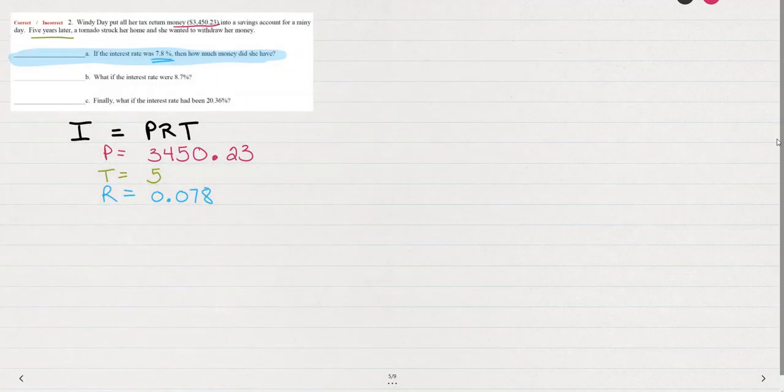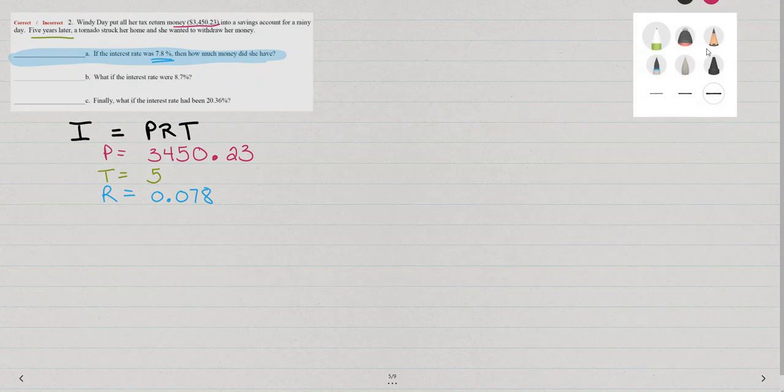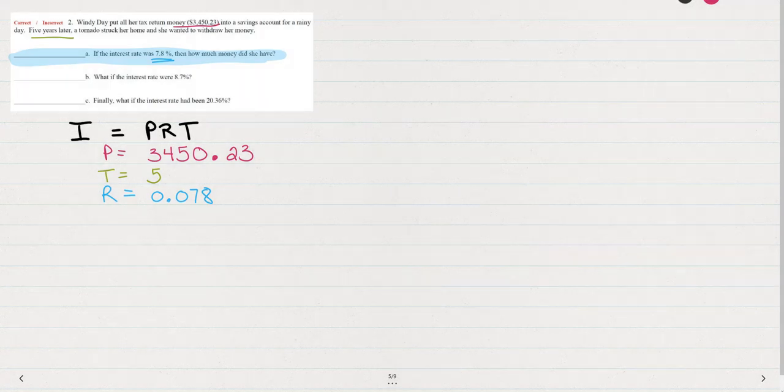Number 2, Windy Day. Windy Day put her tax return money into a savings account for a rainy day. 5 years later, a tornado struck her home and she wants to withdraw that rainy day fund. We've got an interest rate and we're looking for how much money she would have at these different interest rate amounts.